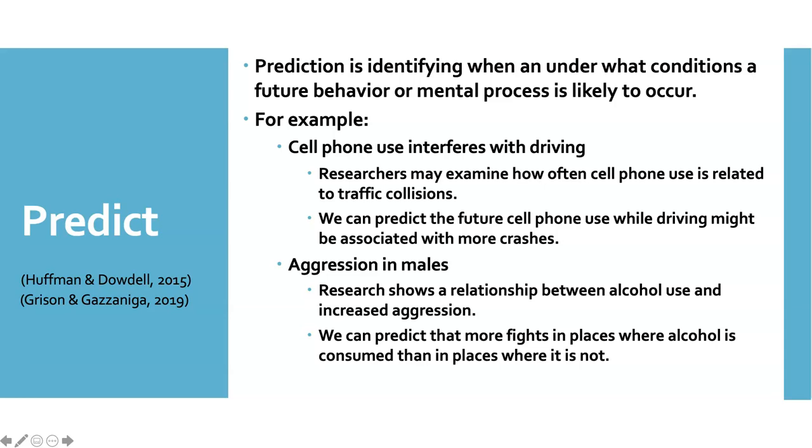And when it comes to examining aggression in males, research indicates that there is a correlational relationship between alcohol use and increased aggression. Therefore, we can predict that there will be more fights in places where alcohol is consumed than in places where it is not consumed. For instance, imagine for a moment Saturday night or early Sunday morning in the Gaslamp District. What might be the prediction regarding fighting there?